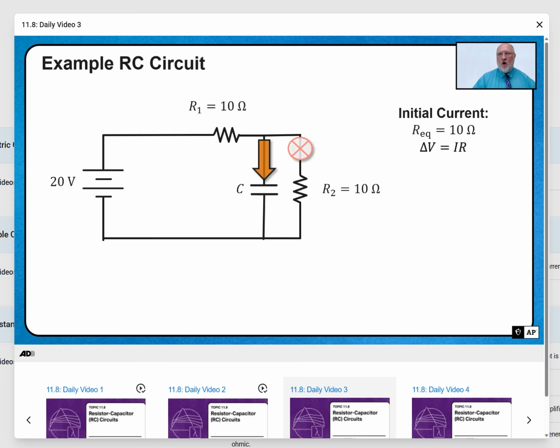So using Ohm's law, we have 20 volts from our battery is equal to current times 10 ohms. The current flowing through the circuit is 2 amps. Okay, that is immediately after we close the switch.